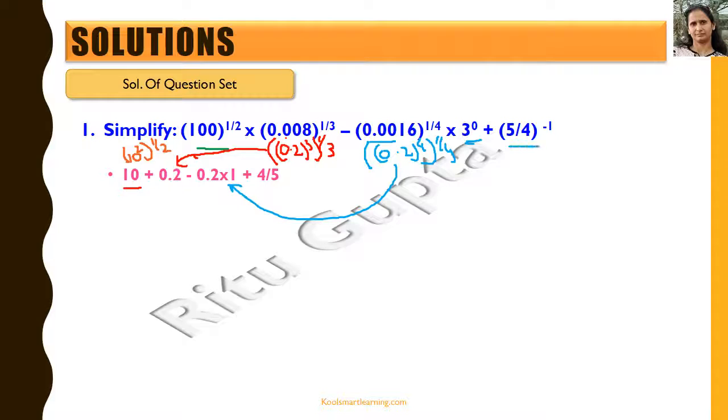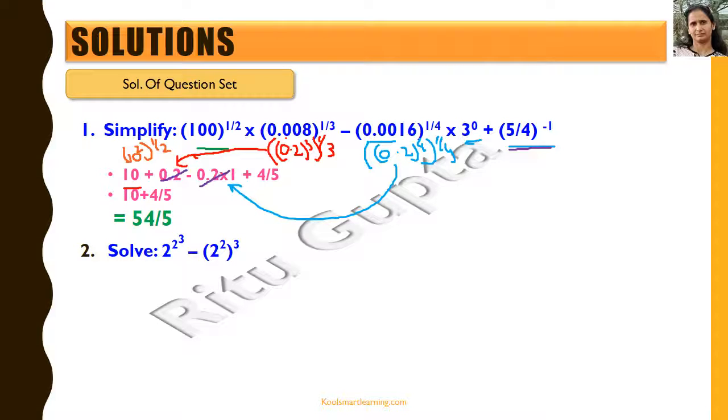And now we have 5 by 4 raised to the power minus 1, which becomes 4 by 5. So now we need to evaluate this expression. This becomes 10 plus 4 by 5, and that's 54 by 5. Why this? Because 0.2 and minus 0.2 cancel out each other to make it 54 by 5.